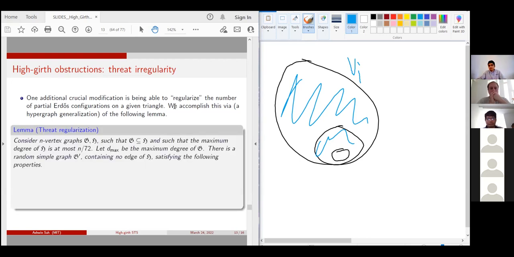All right, so I'm just going to state a version which you could do if you're looking at size two threats. But there's a natural hypergraph generalization, which is what we need in general.